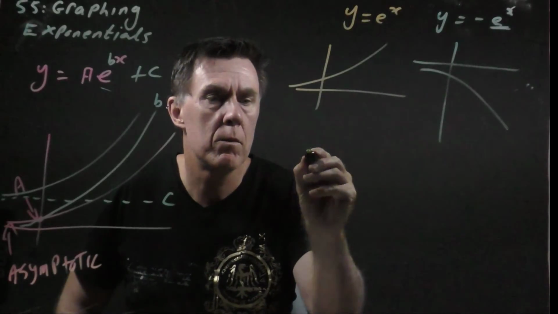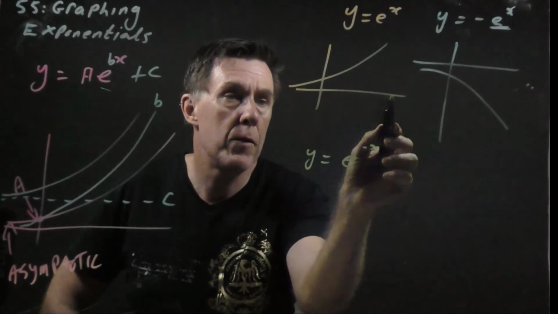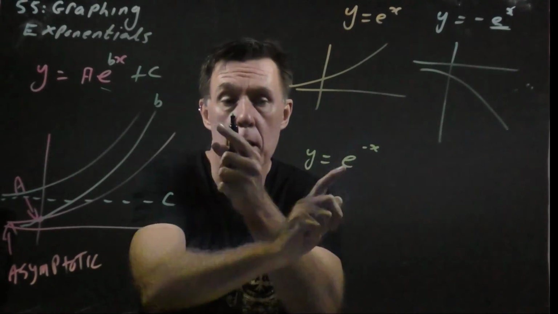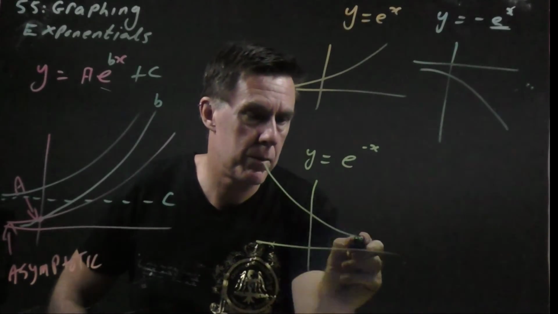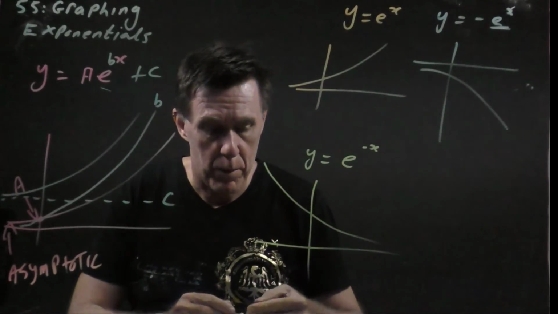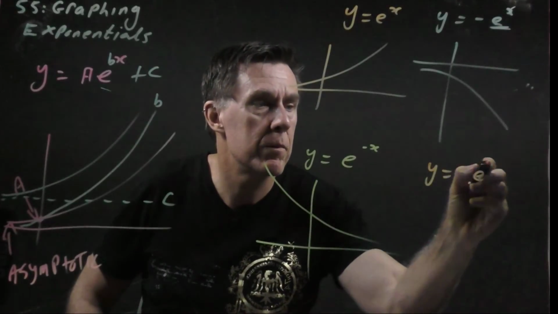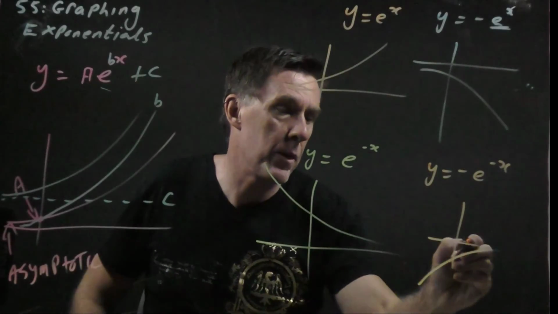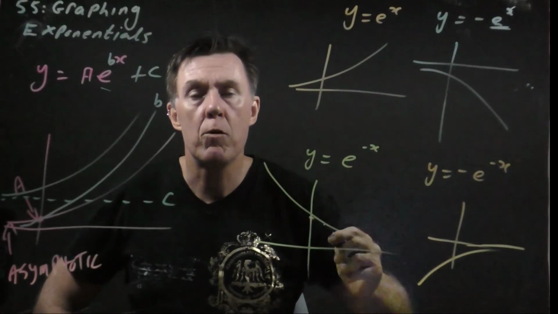If we had y is equal to e to the negative x, so all my x values are going to be made negative, they become opposite. So you can see straight away it's going to flip it around the y-axis. And then of course, if you negated both of them, you're going to flip it around both axes. So looking at something like that, make sure it's asymptotic. So there's your general shapes.